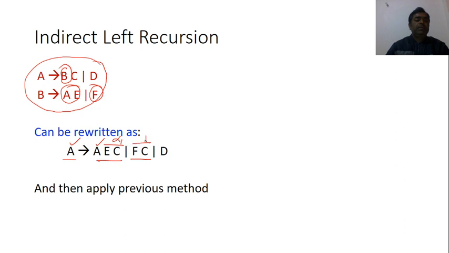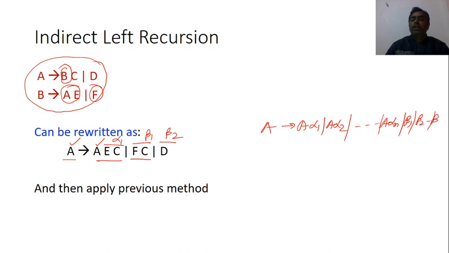This one is beta 1. This one is beta 2. How can you remove the left recursion? The general rule for removing the left recursion is: if there is a production A derives to A alpha 1 or A alpha 2, and so on, A alpha n, or beta 1 or beta 2, and so on, or beta n.